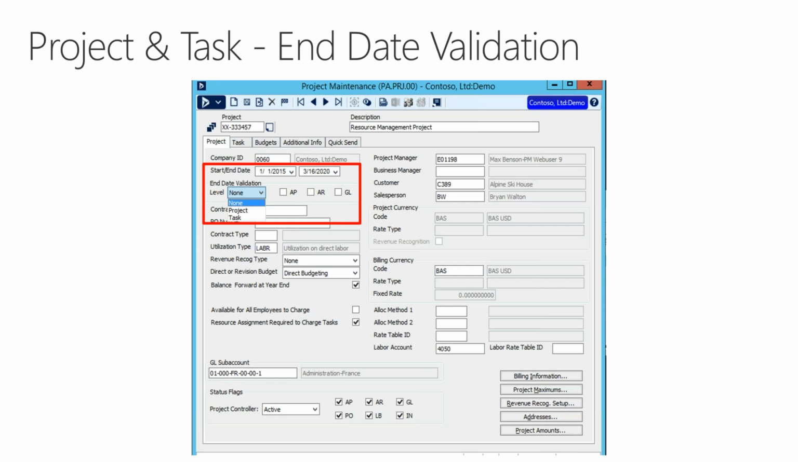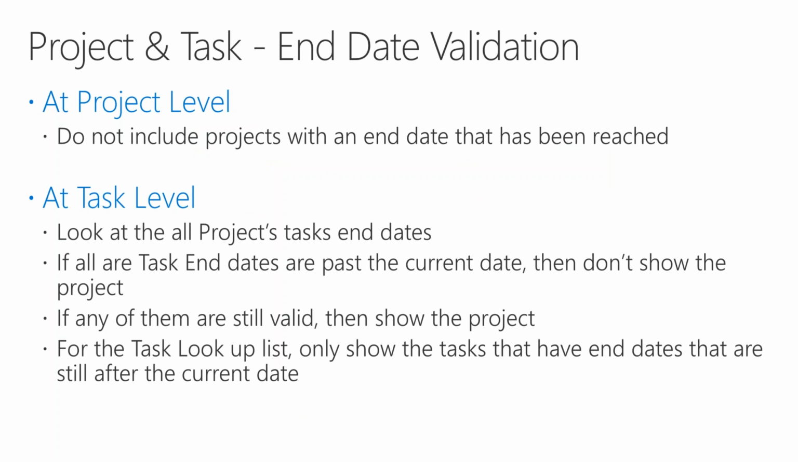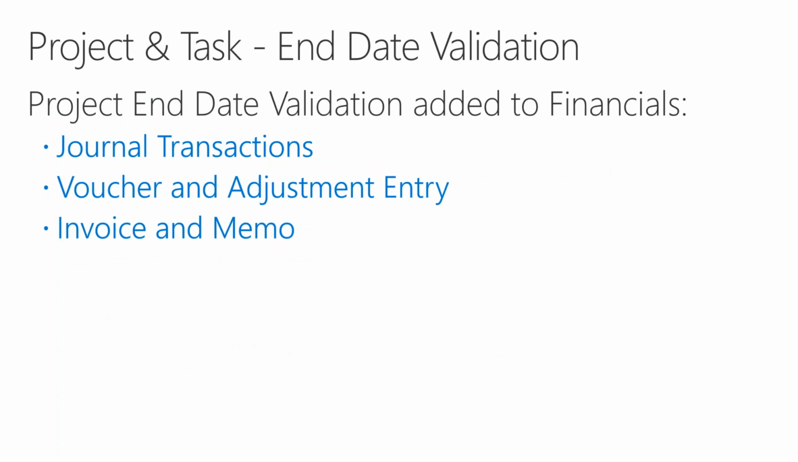The project sets it. When it looks, it's going to search at a project level and turn projects on and off based on their end dates versus tasks where it's going to do it at the specific task level. Now, this is pretty much the same, so this is going to look and sound very familiar. The big difference is the only screens that we've done it for financial lines were the big ones, meaning the journal transaction screen, voucher adjustment entry, and invoice and memo. Those are the screens that we got the most people saying, yes, we agree. These are the top 3 screens that we're going to want to turn it off.